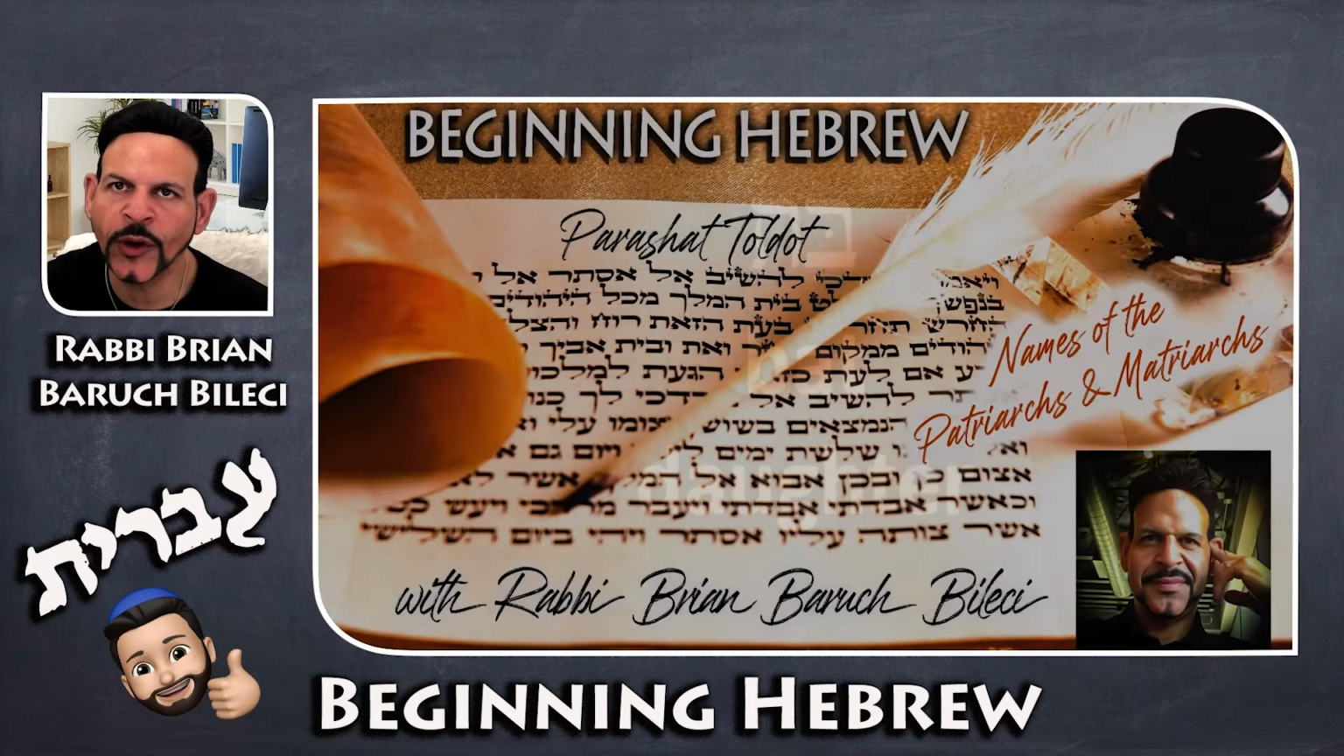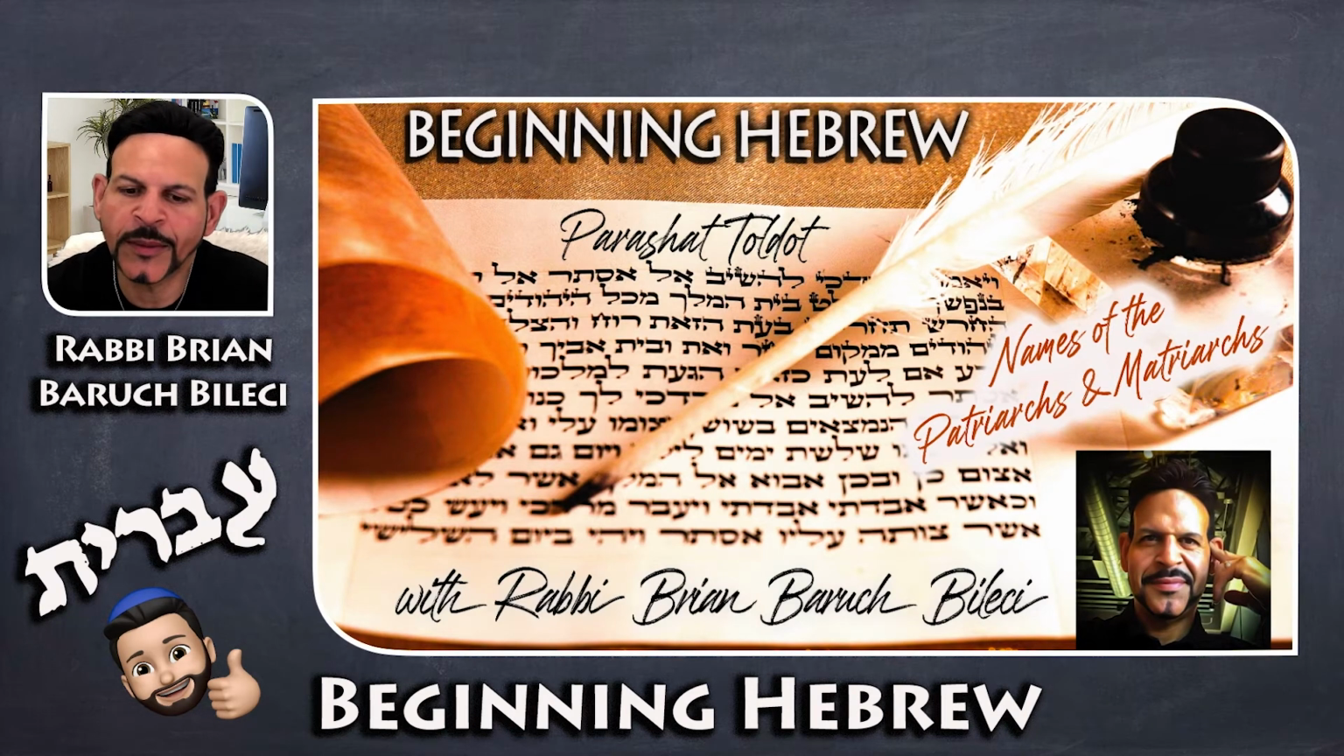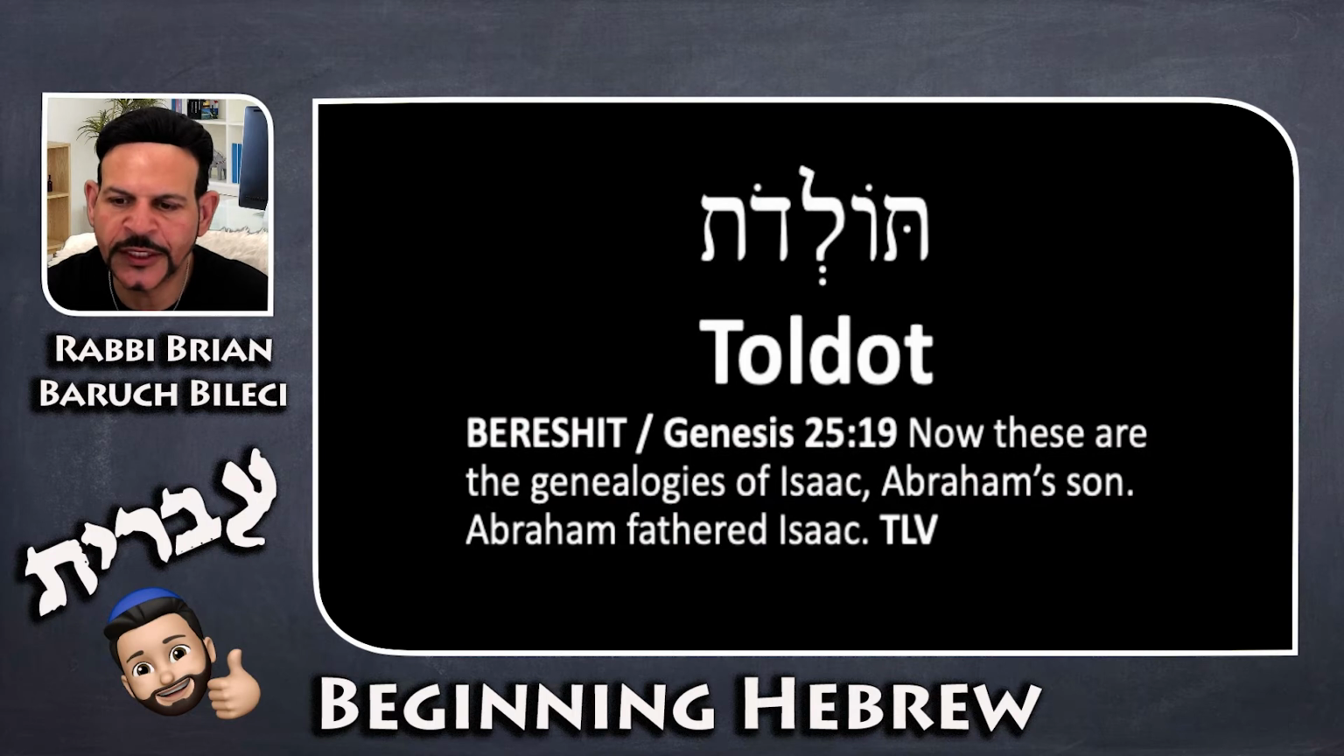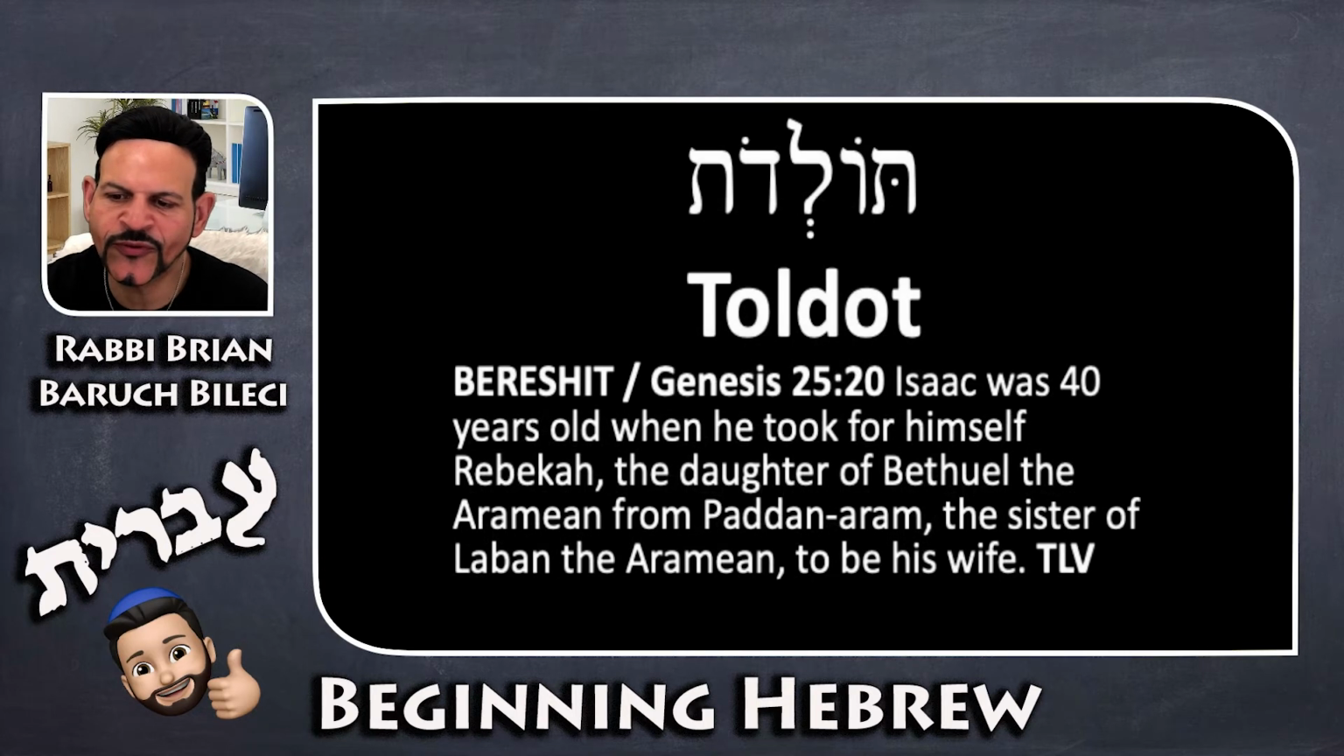So now this week we see more of the family of Mishpocha being developed. So we're going to look at Parashat Toldot and the names of the patriarchs and matriarchs. So let's read it in the Tree of Life version, Genesis 25:19. Now these are the genealogies, this version says, of Isaac, Abraham's son, and Abraham fathered Isaac. So verse 20 says, Isaac was 40 years old when he took for himself Rebekah, and she is the daughter of Betuel, the Aramaean. Remember Aramaic? The Aramaean, and he was from Padan Aram, the sister of Lavan or Laban, the Aramaean, to be his wife.